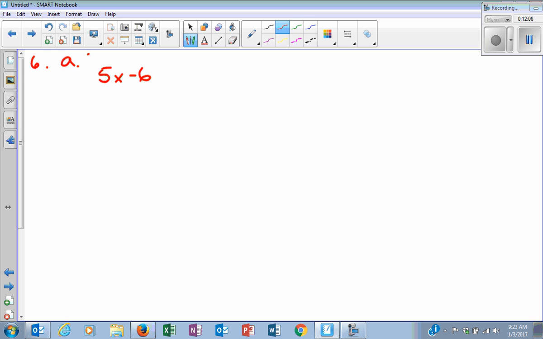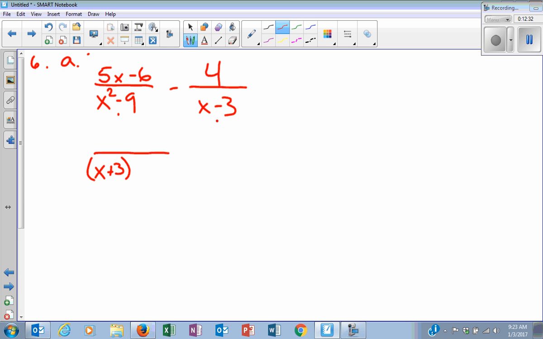A says 5x minus 6 over x squared minus 9, minus 4 over x minus 3. So the first thing I need to do is factor the bottom so I can figure out what my least common denominator is going to be. This is not factored, this is factored. So my first step, factor. This is a difference of squares. Hopefully you see that quickly. So x plus 3, x minus 3. I haven't done anything to the top or bottom, so everything else stays the same. All I did was just factor.